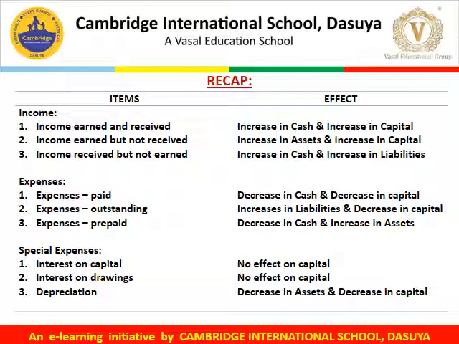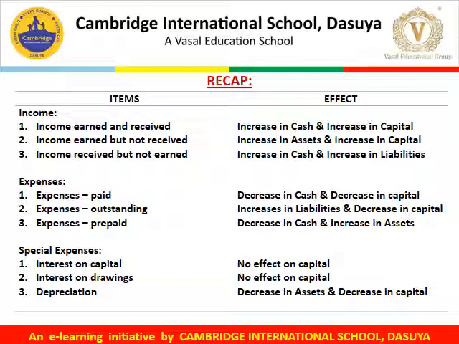Now come to expenses. Expenses if paid: the effect on the accounting equation would be decrease in cash because expenses are paid in cash. It will also reduce the capital, decrease the capital. The second one is expenses outstanding. Expenses when due but not paid become outstanding expenses. Since expenses are incurred, it will increase our liabilities. But expenses also have an effect over the capital, so it will reduce the capital. So the effect would be increase in liabilities and decrease in capital.